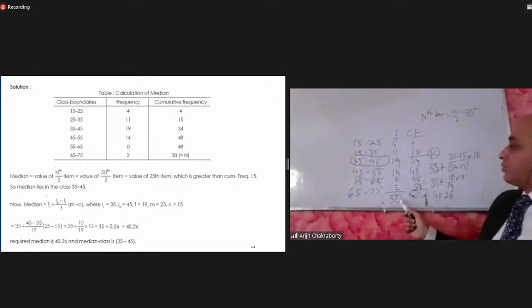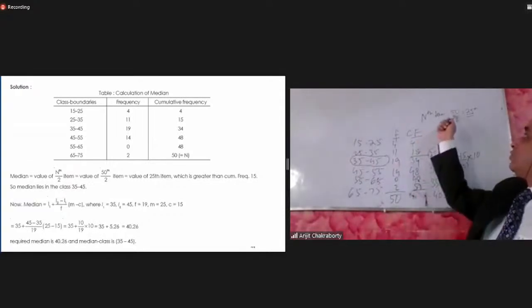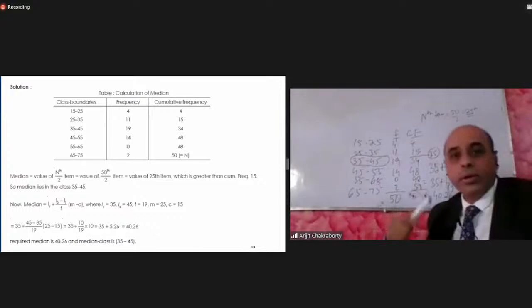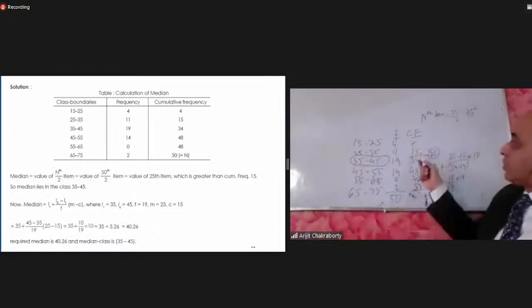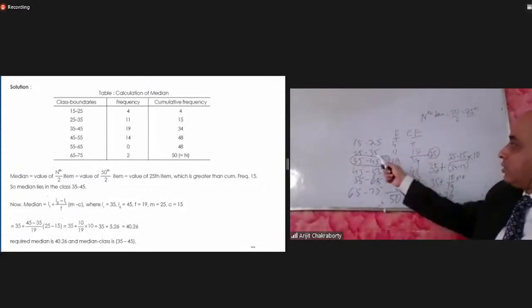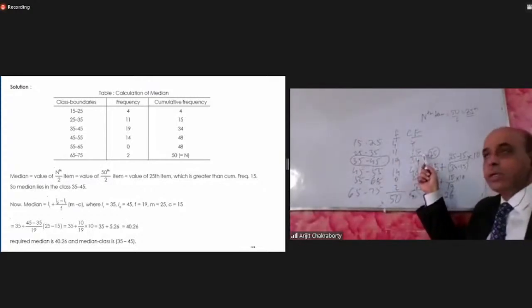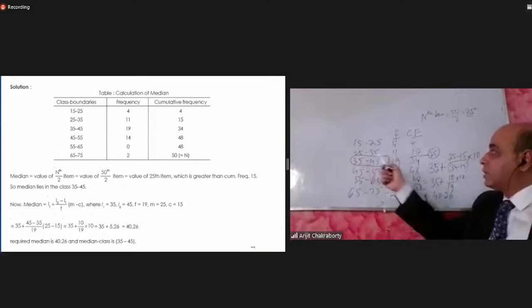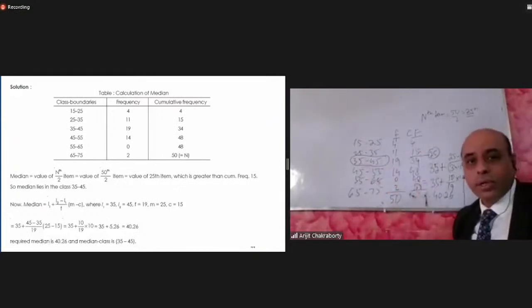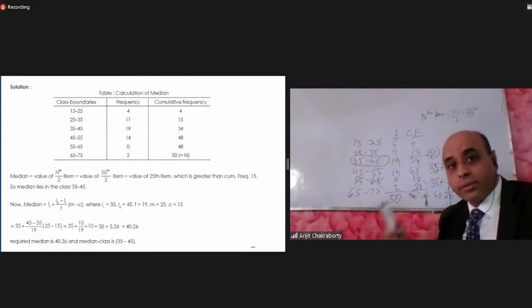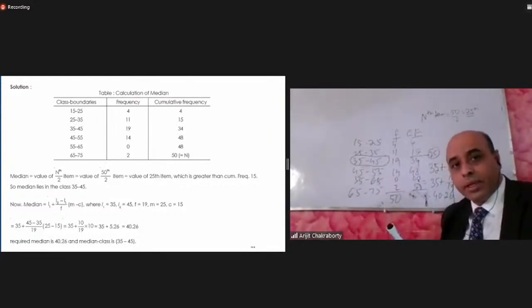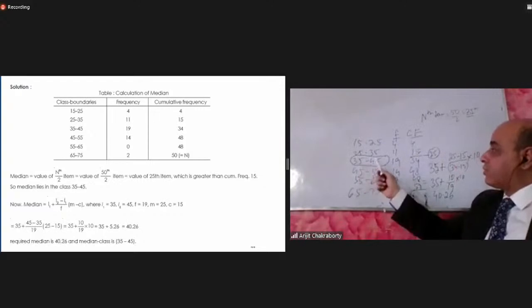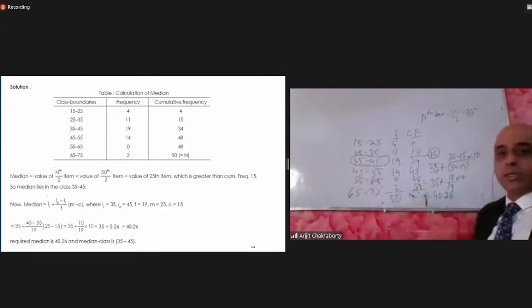Okay, so please note in this case, we are just looking at the nth term. Total is 50. The nth term is 50 by 2, the 25th term. How to find the 25th term? It will be in the cumulative frequency. You can see the cumulative frequency for the second class is 15, for the third class it is 34. Now we have got the 25th position, which means it is between 35 and 45. So 35 to 45 is the median class.